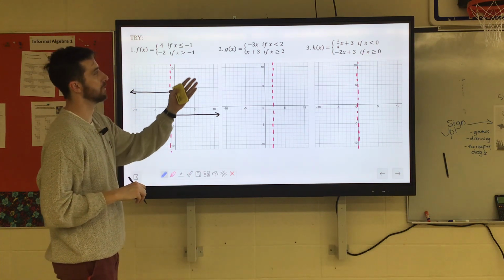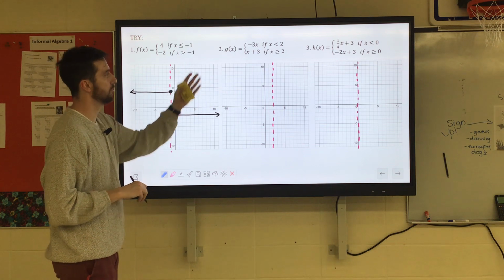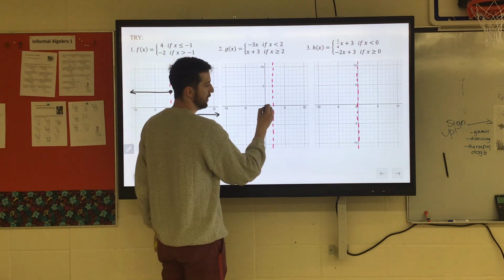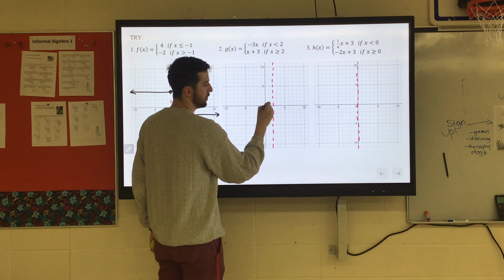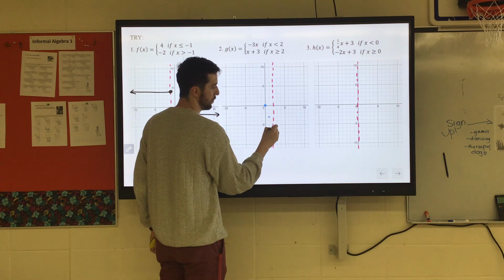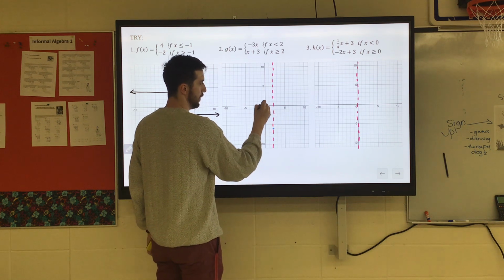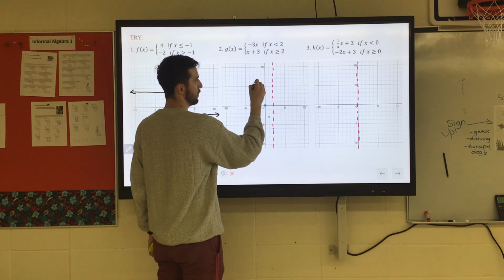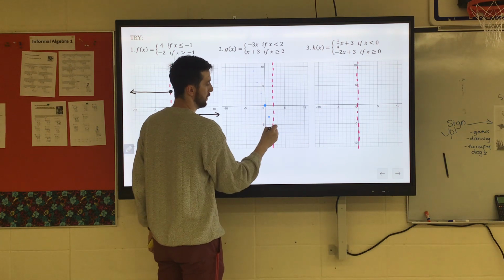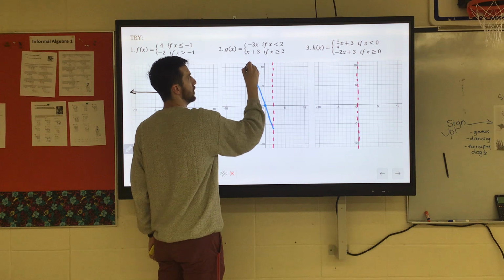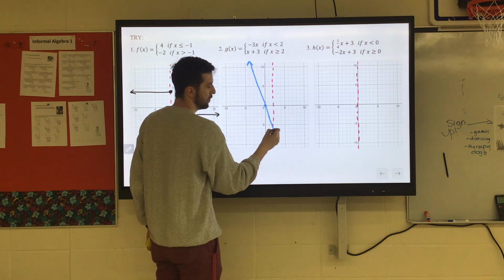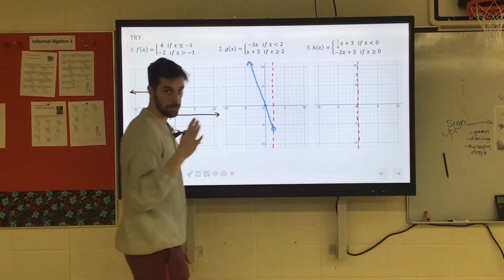All right, second one, when it's less than 2, we're graphing y equals -3x. That has a y-intercept of 0, and then it's down 3, right 1, down 3, right 1. Or you could go up 3, left 1, up 3, left 1, up 3, left 1. And that was just less than 2, so that would be an open dot, not the or equal to's.